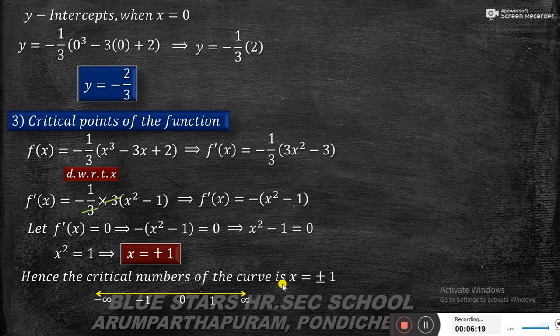Hence the critical numbers of the curve are x equal to minus 1 and plus 1. I represent minus 1 and plus 1 in the interval minus infinity to plus infinity, so on the number line I mention minus infinity, minus 1, 0, 1, infinity. These are the critical points, x equal to plus or minus 1.